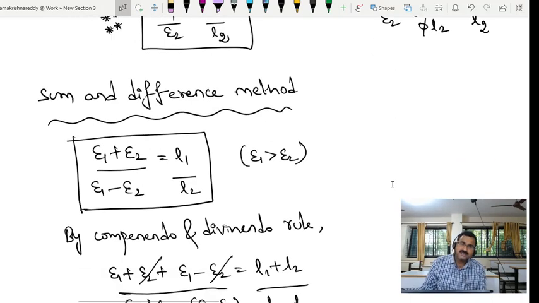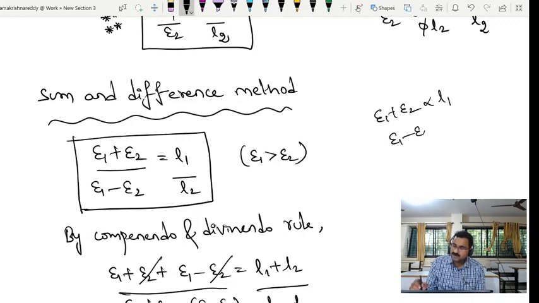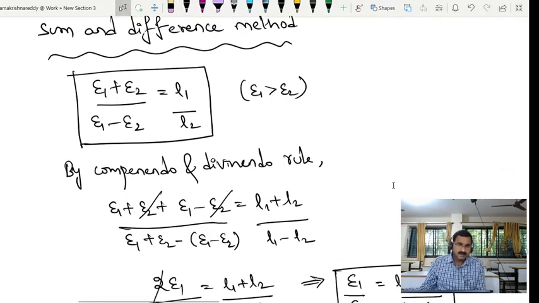So E1 plus E2 divided by E1 minus E2 is equal to L1 by L2. In the first case, E1 plus E2 is directly proportional to L1. Second case, E1 minus E2 is directly proportional to L2. So therefore, from the division, the proportionality constant like the potential gradient will cancel there, no problem about that. So we are getting the same answer only.